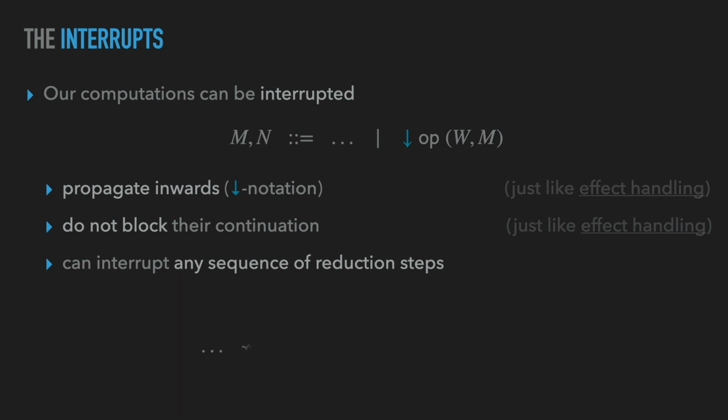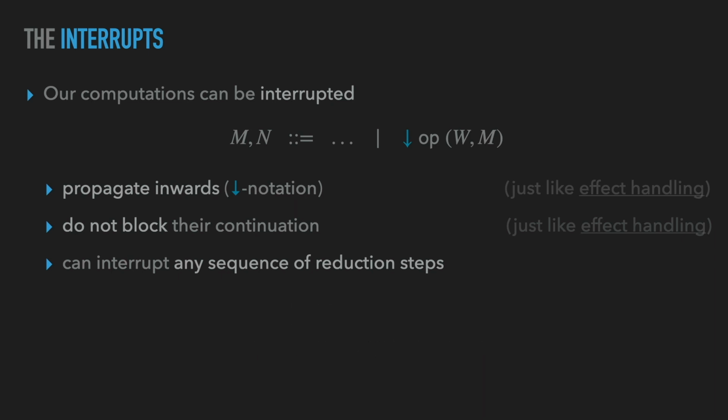So for example, if we're in the middle of executing a program, then an interrupt can appear at any moment, after which the interrupt term wraps itself around the current state of the program, and the entire program keeps executing, and the interrupt starts propagating inwards into M.